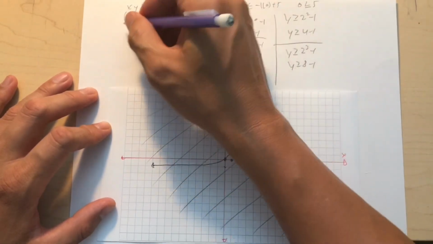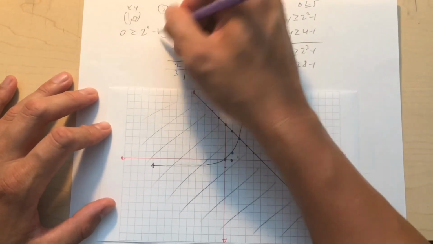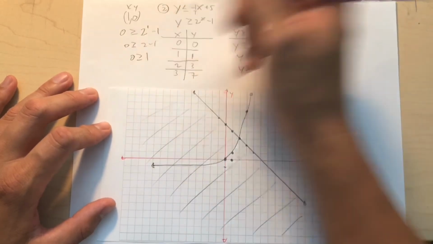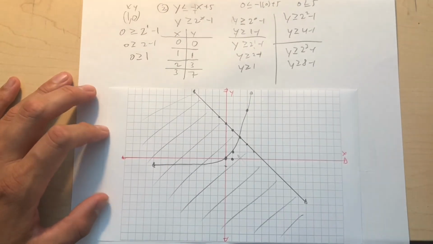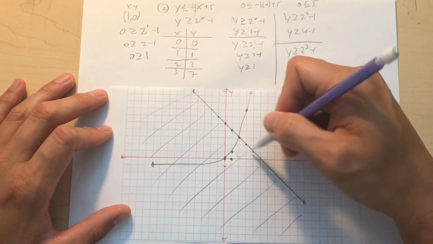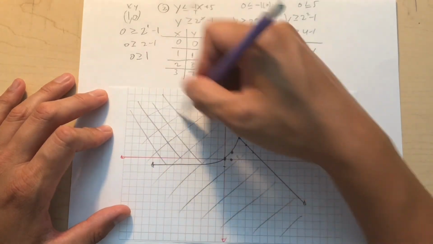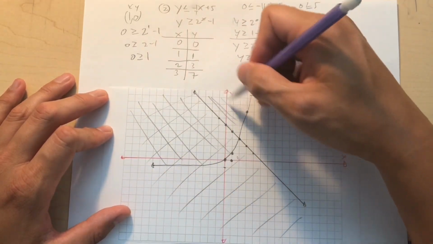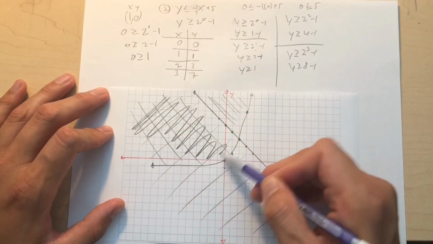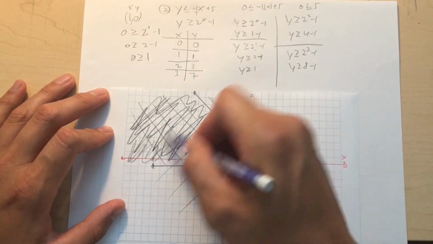So my y is 0, greater than or equal to 2 to the 1 power, minus 1, 0 greater than or equal to 2 minus 1, 0 is greater than or equal to 1, 0 is not greater than 1, so this is not true. So I don't shade this side, I shade the other side. All right, lightly. And as you can see, this side right here is where it's true for both graphs. So that's my answer. I did make it nice and dark.